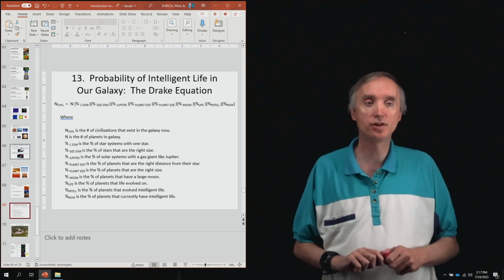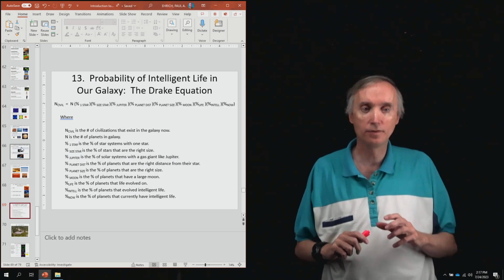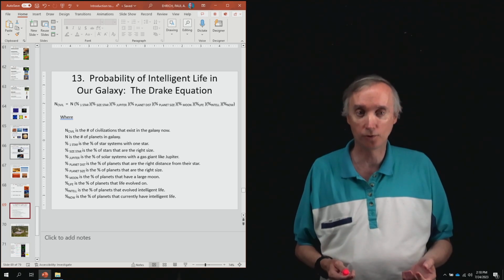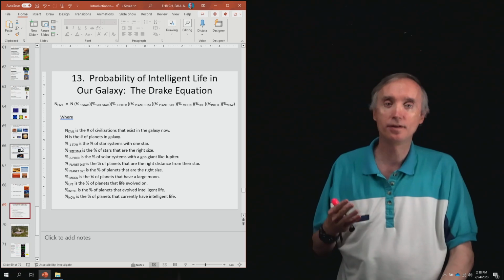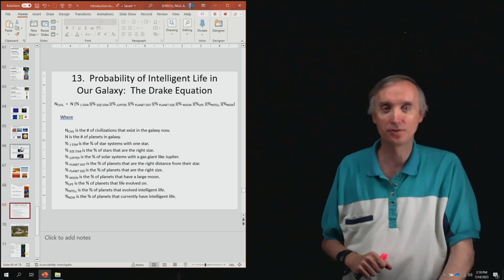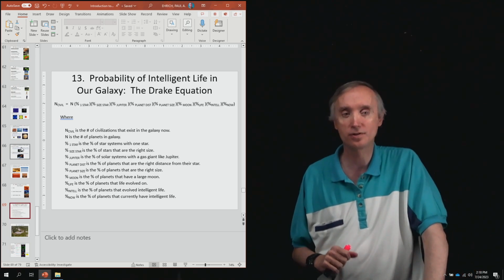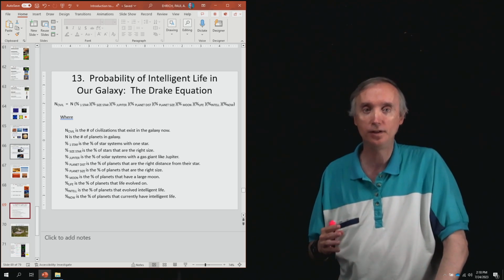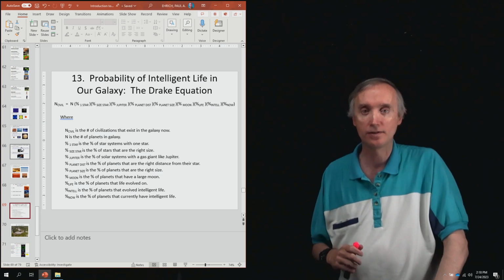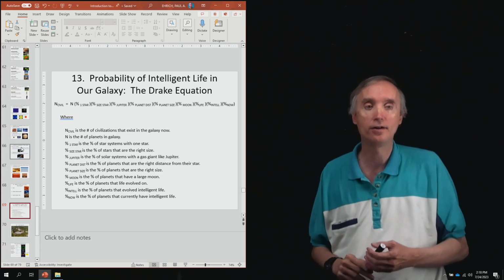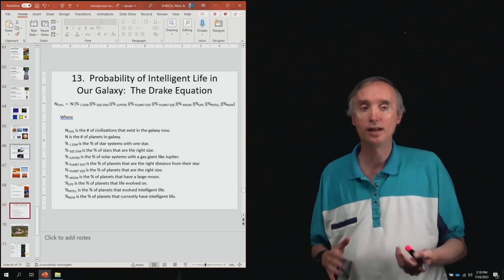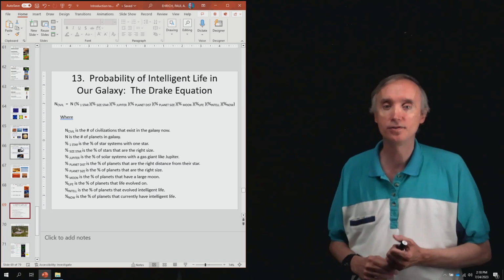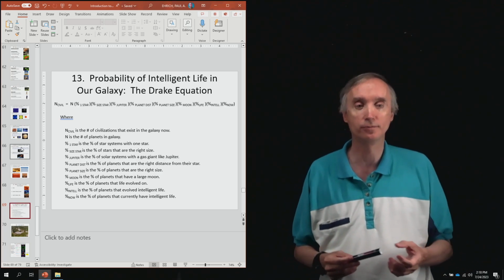Okay, so we have just discussed all of the different properties of a solar system that we're looking for. A guy by the name of Drake came up with the Drake equation, which is going to tell us what the probability is of life in our galaxy. The first step is to figure out how many planets there are in our galaxy. So let's just make an assumption.